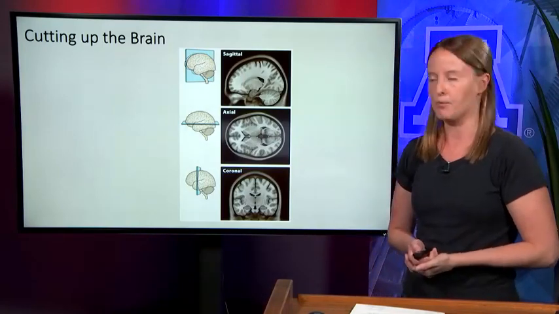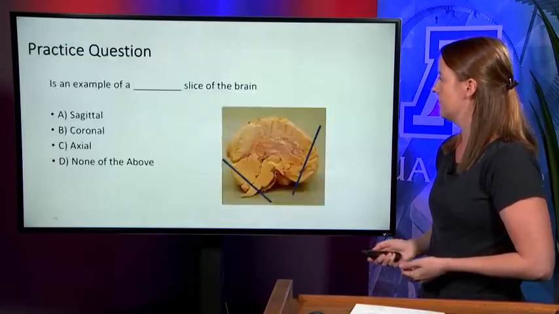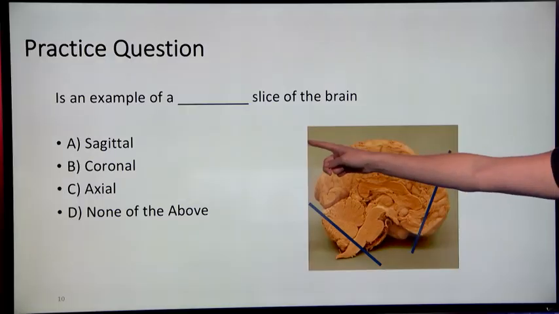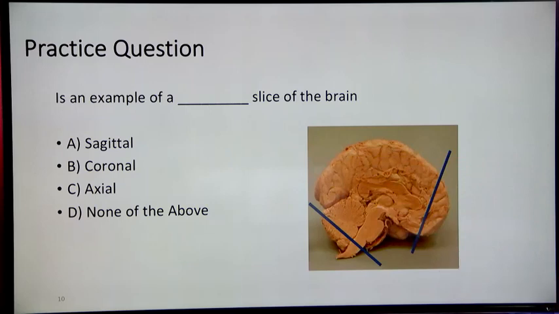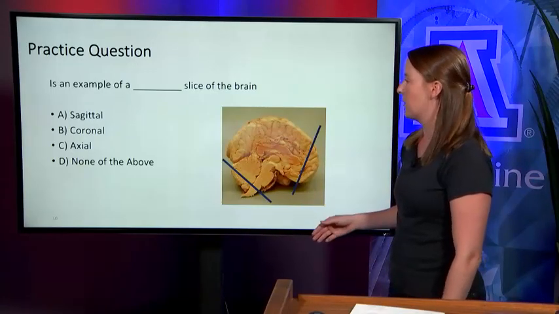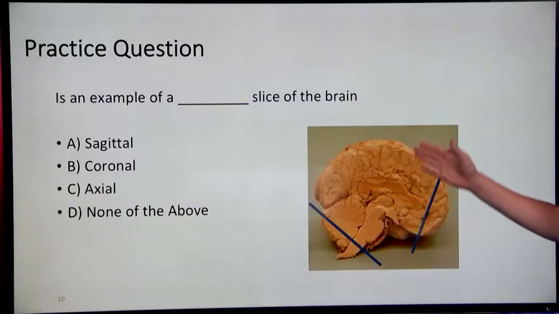So let's go ahead and try a practice question. This example here is what kind of slice of the brain? Is it A, sagittal, coronal, axial, or none of the above? Let me give you a second to think about those options. Now, hopefully, you're realizing that this is a sagittal cut of the brain. Okay, we're basically cutting the brain into the left and right hemisphere. Here you can see the right hemisphere of the brain.